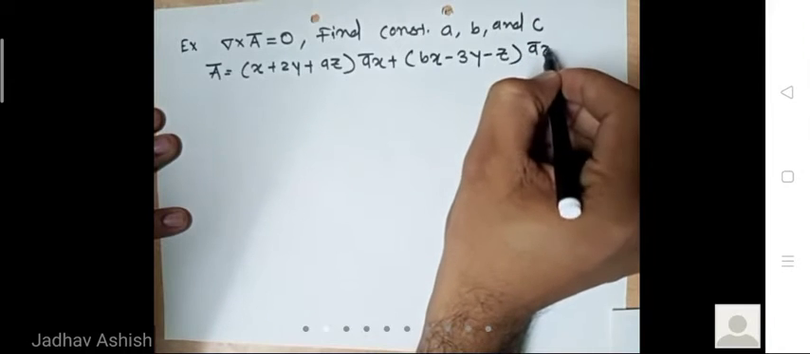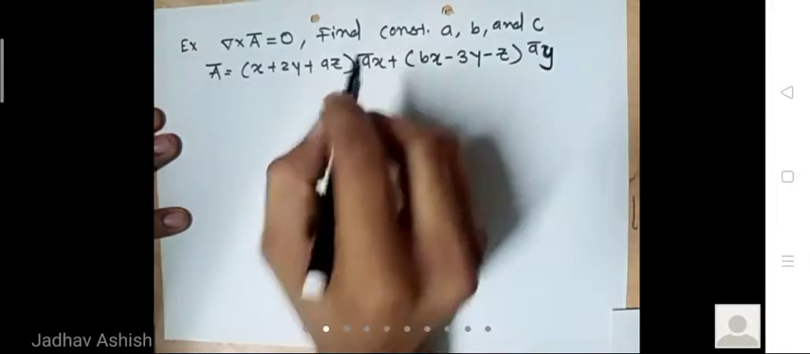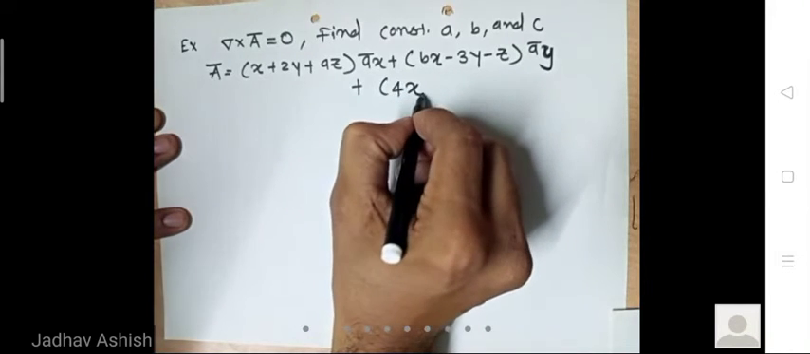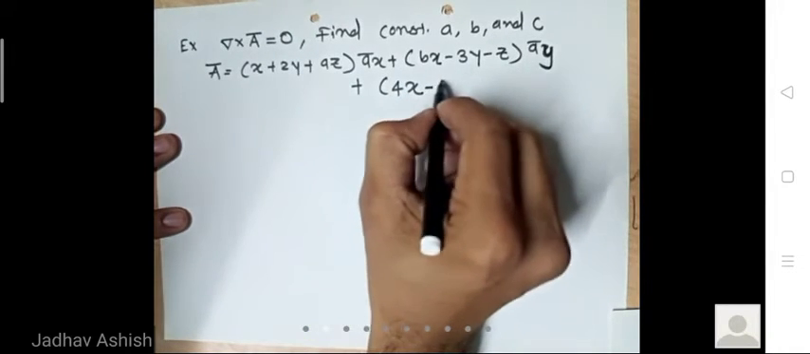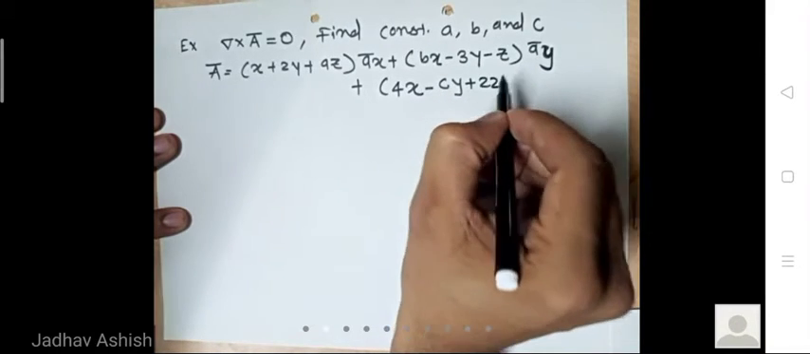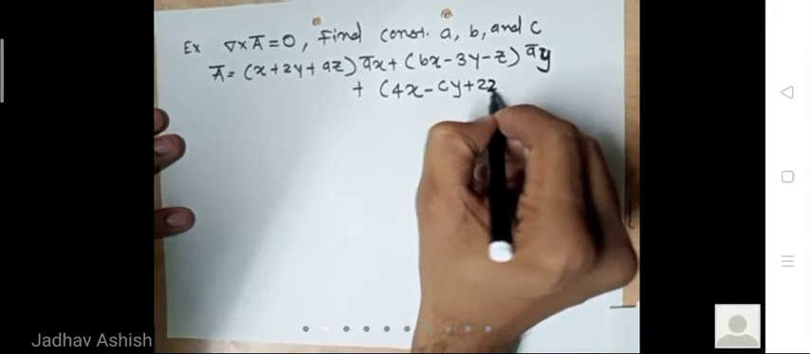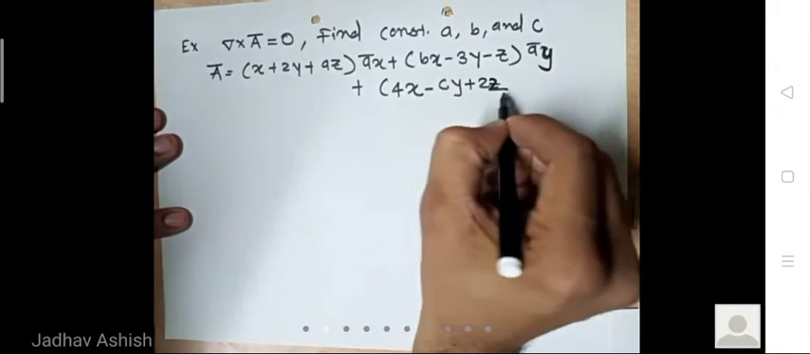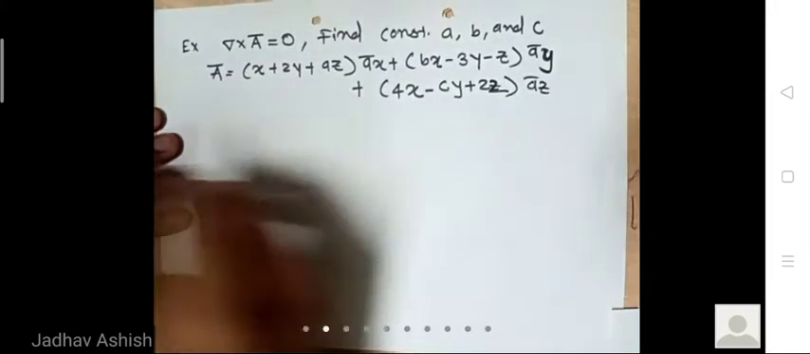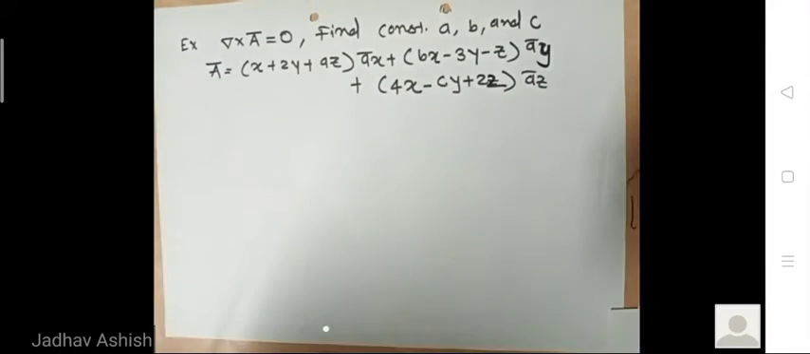A bar y plus 4x minus cy plus 2z. A bar z. So this is a vector given.